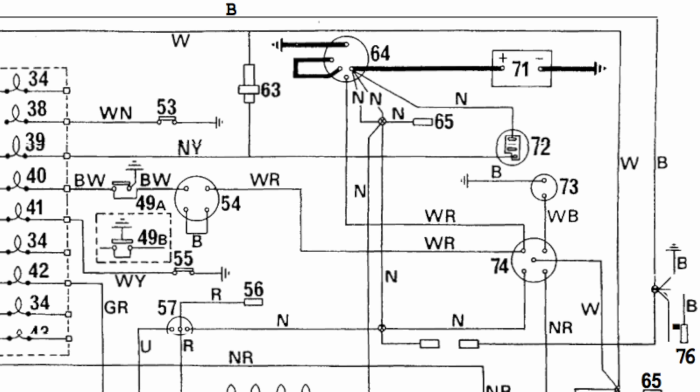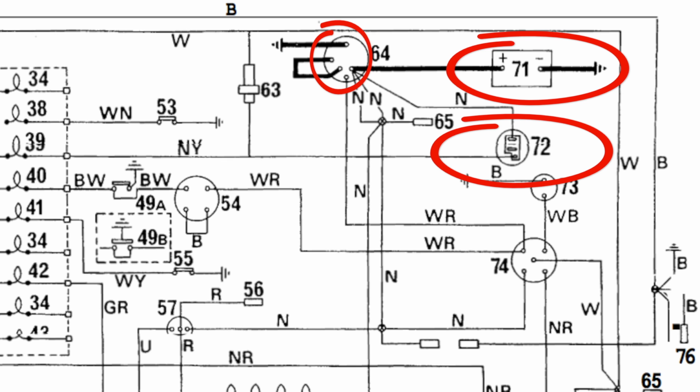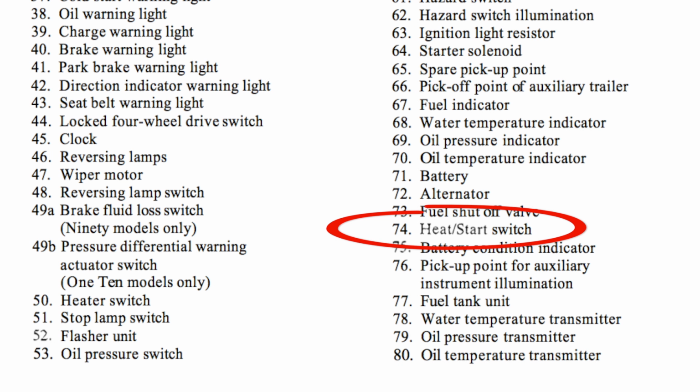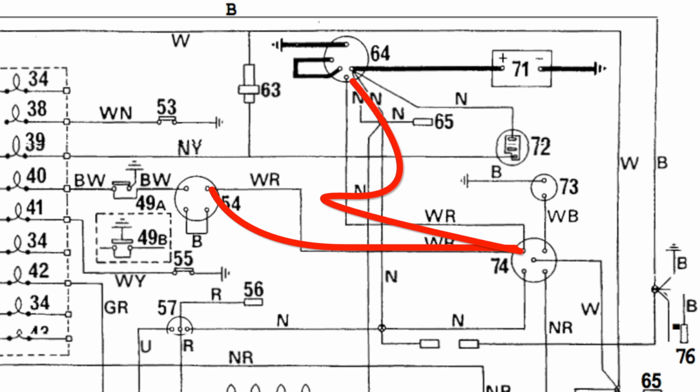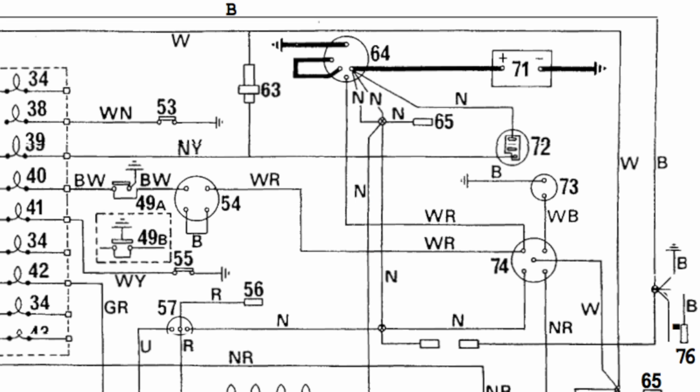Looking at our line diagram, you can see 71 is the battery, and there's a heavy cable which is not marked, but it goes to 64, which is the starter motor, and you have N, which will be brown. You see 72 goes to the alternator, and you also have a wire direct to 74. Number 74 on the list is a heat start switch, which is for glow plugs, but it also has a WR wire, which goes from the ignition switch 54 to the starter motor. Instead of the brown with orange tracer wire, we have a white and red one, which uses the heater relay also as the starter relay to the starter motor.